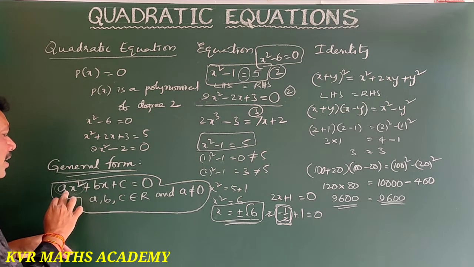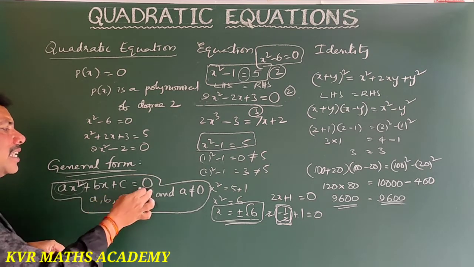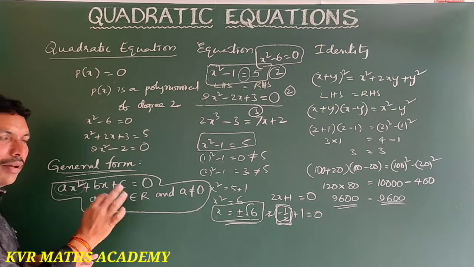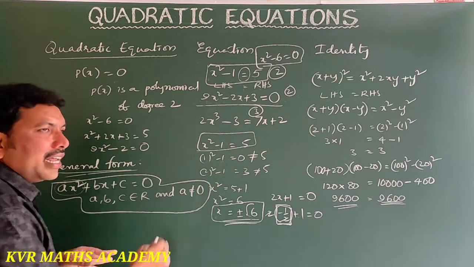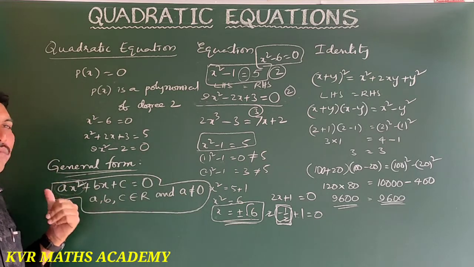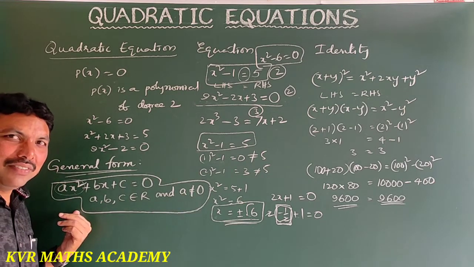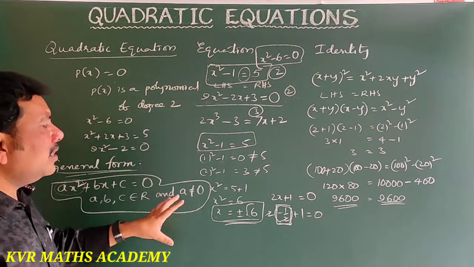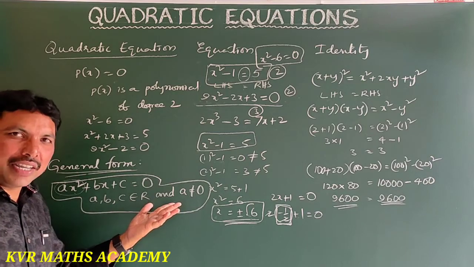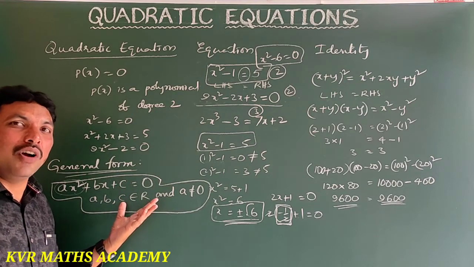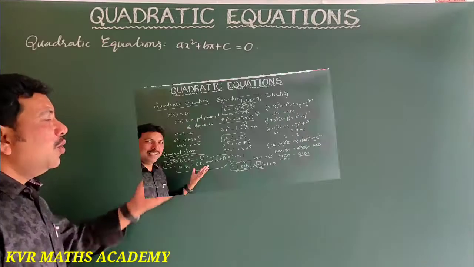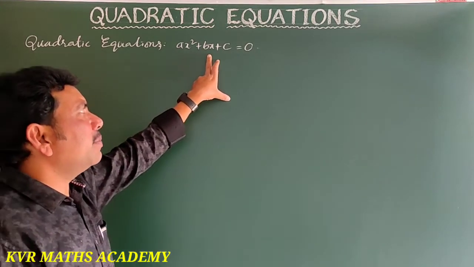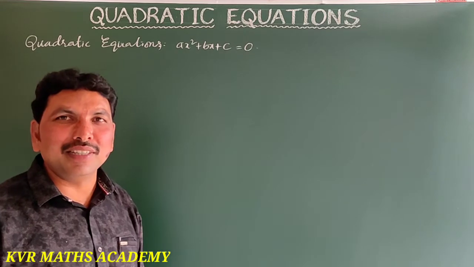So ax square plus bx plus c is equal to 0, where a, b, c belong to R, these are all real numbers, where a is not equal to 0, is the general form of the quadratic equation. Have you understood clearly? Yes. So now I'll explain some important facts about a quadratic equation, ax square plus bx plus c is equal to 0.